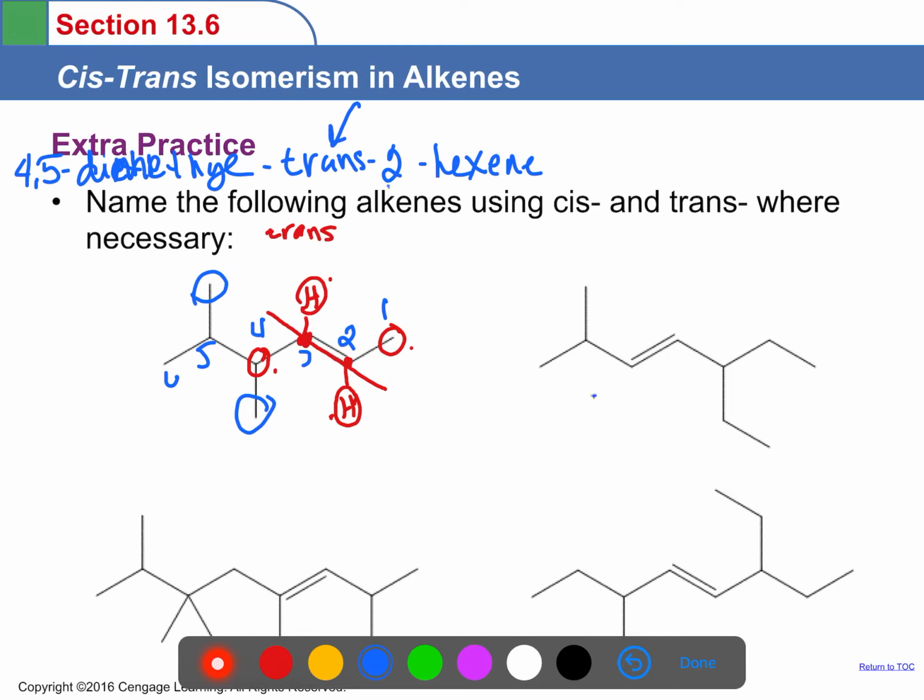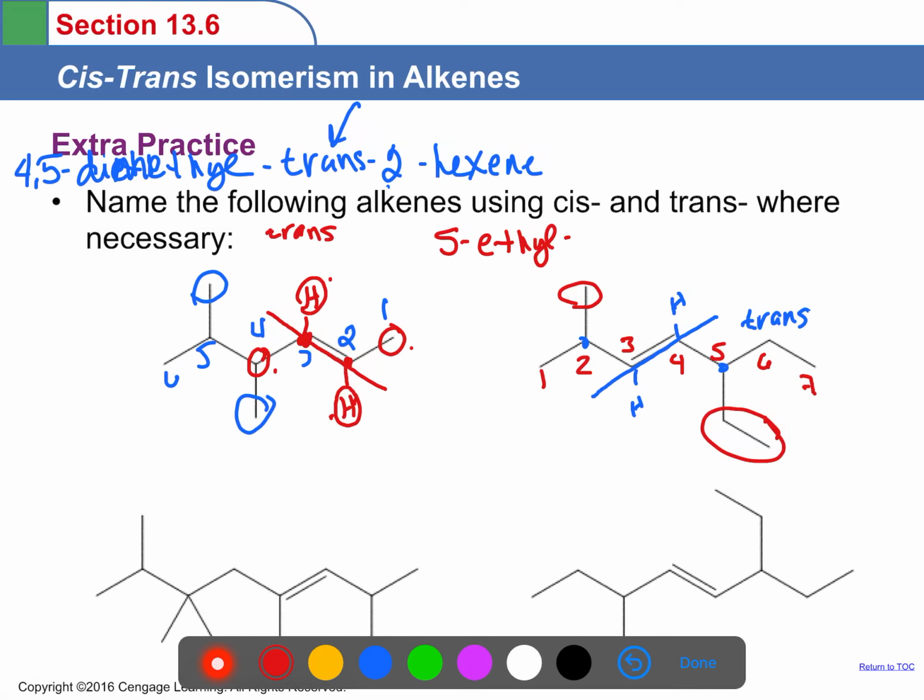Next example, we again draw a line. We know we're missing hydrogens. Those hydrogens are on opposite sides. Carbons are on opposite sides. So again, it's trans. If I number from the left, I'll give the double bond number 3. From the right, it would be number 4. So I'm going to go from the left. We've got an ethyl group on number 5 and a methyl group on number 2. So we're going to list the ethyl first. So 5-ethyl, 2-methyl.